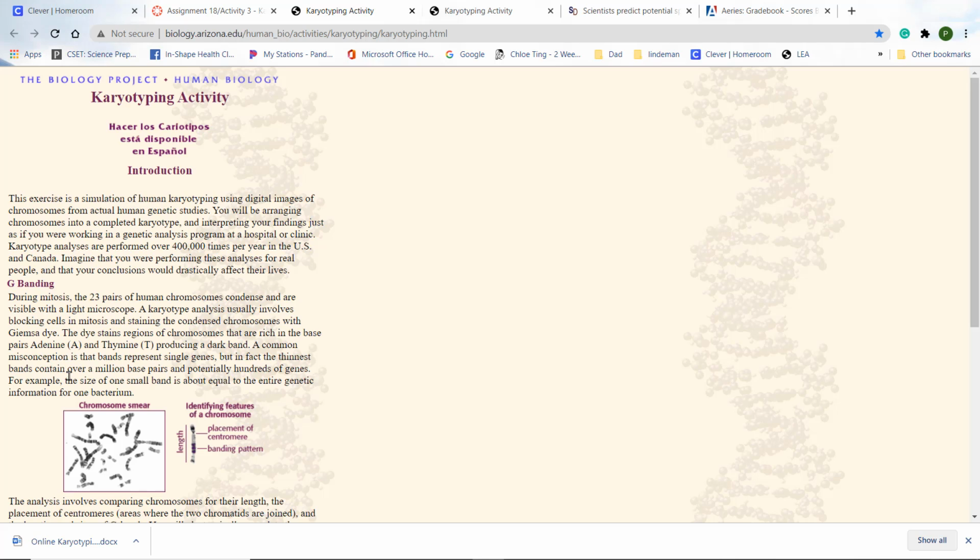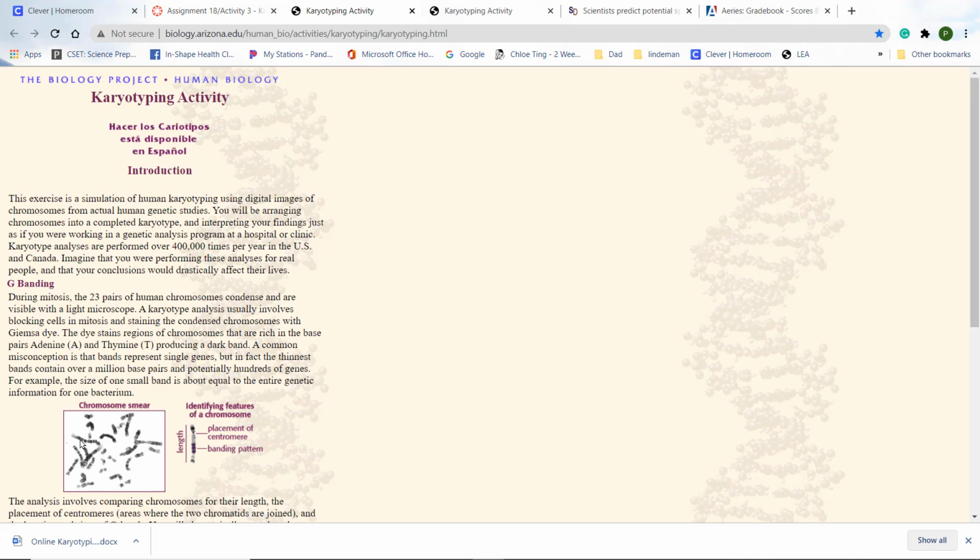A common misconception is that all the bands represent single genes, but in fact the thinnest bands contain over 1 million base pairs. That's adenine, guanine, cytosine, and thymine. So 1 million base pairs and potentially hundreds of genes. For example, the size of one small band is about equal to the entire genetic information of a bacterium. So these are the genes, and this is what a karyotype would look like when it's uncategorized.